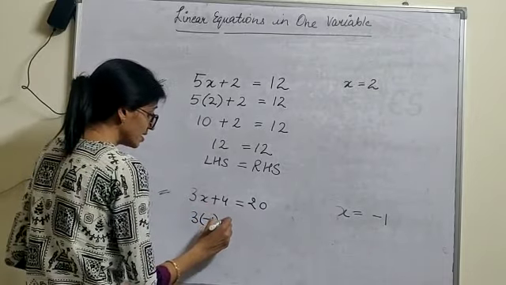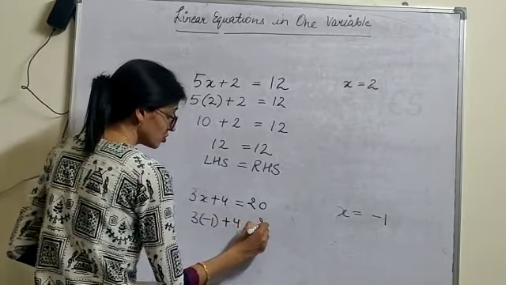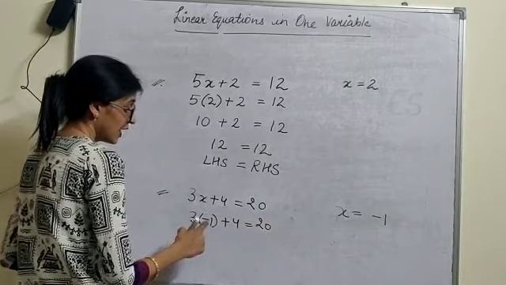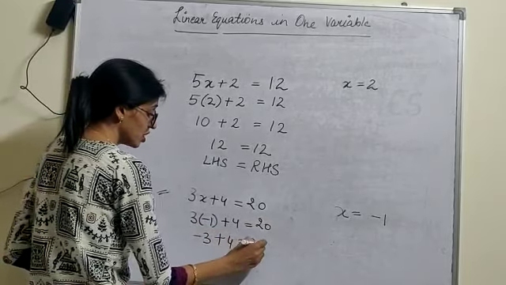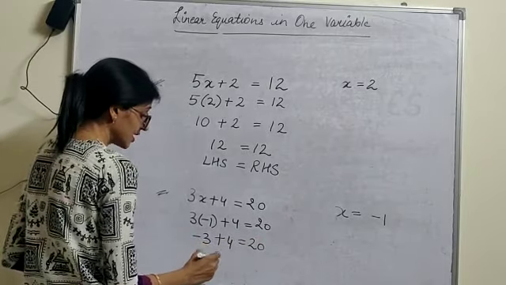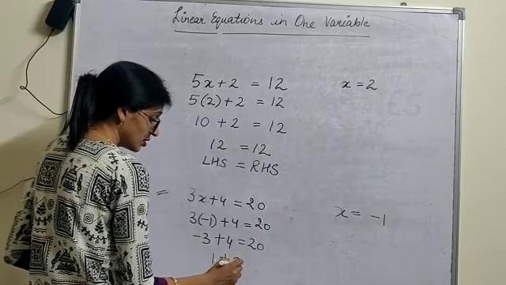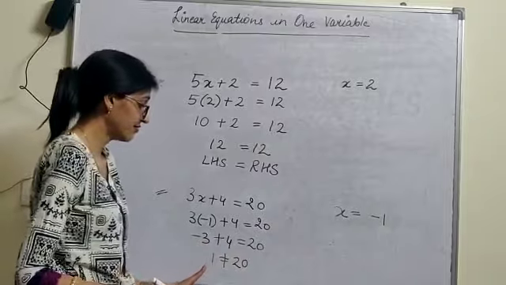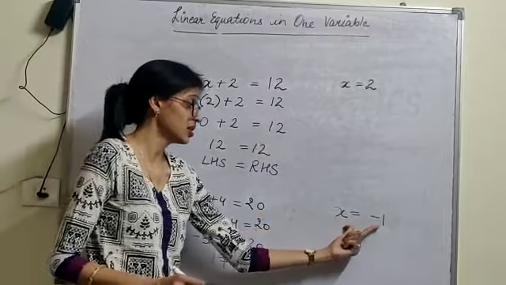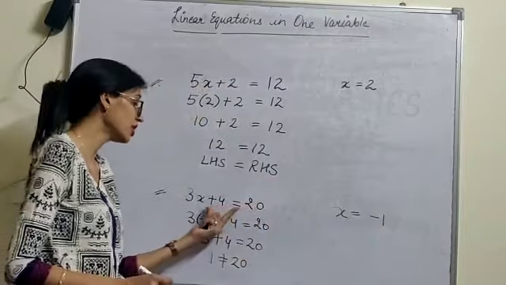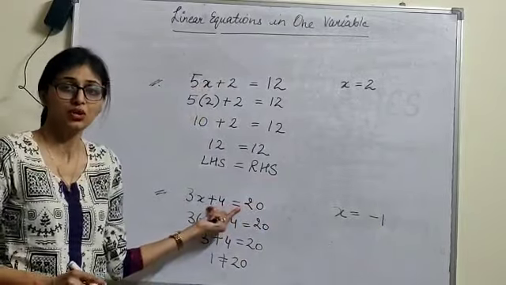3 into minus 1, plus 4 equals to 20. 3 into minus 1 minus 3 plus 4 equals to 20. 4 minus 3 is 1. 1 is not equals to 20. So left hand side is not equals to right hand side. So we can say x equals to minus 1 is not the solution of the given equation.